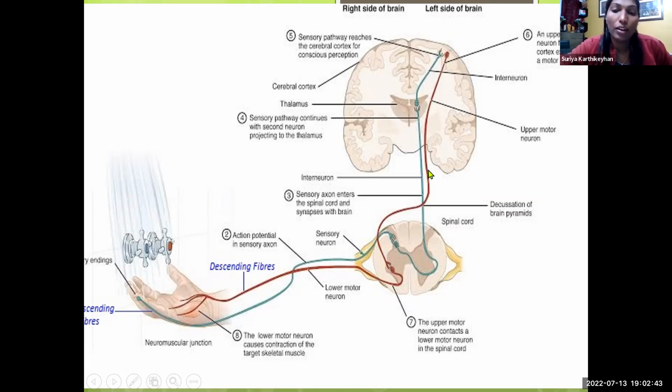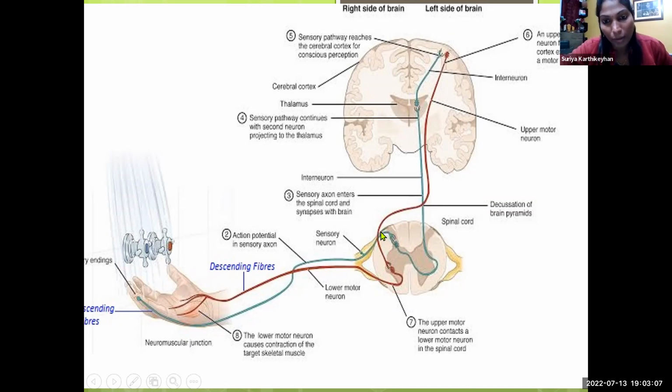At the level of medulla, it will have a decussation. We will be calling it pyramidal decussation at the level of medulla. At the medulla, the pyramidal tract will cross to the opposite side. We have two types of pyramidal tract. One is lateral corticospinal, another is anterior corticospinal. Only the lateral corticospinal will cross to the opposite side at medulla. So that is called pyramidal decussation.